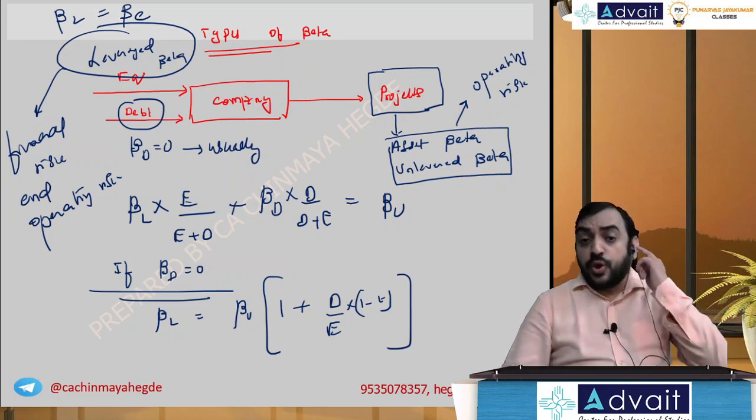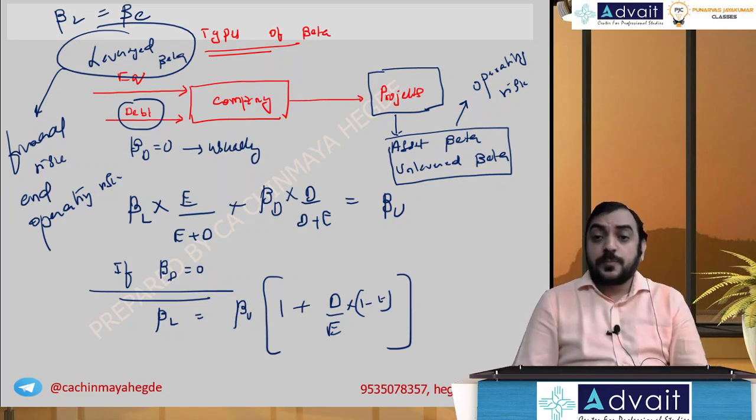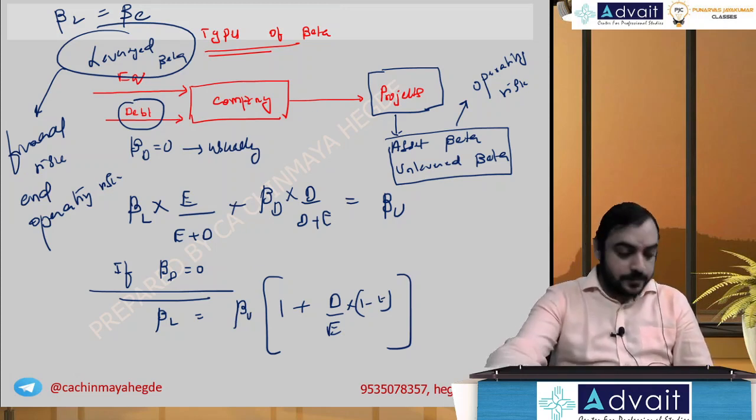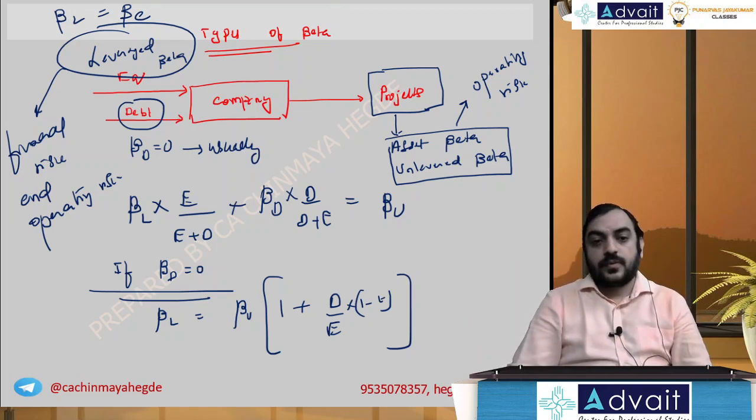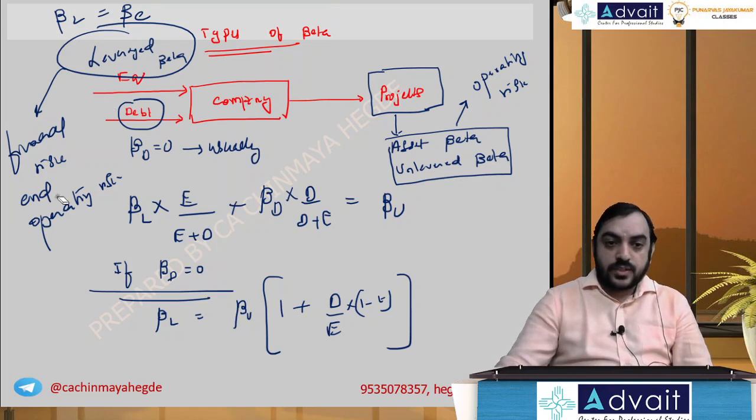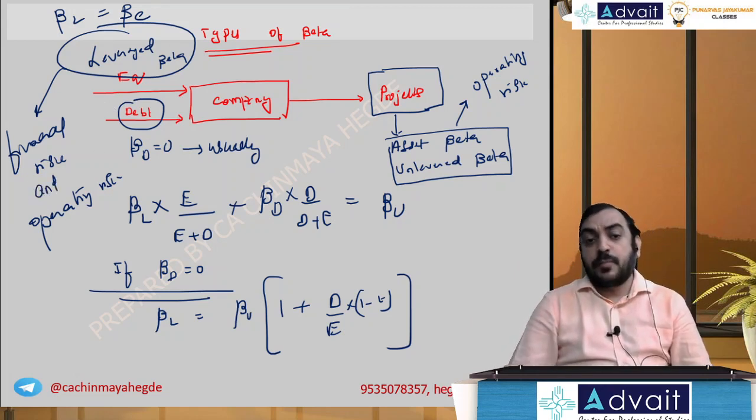Okay. Next, one more very important aspect is there, that is proxy beta. I will go to this, but make sure you write down these things, and if you have any doubts, please get it clarified. So this is financial risk and operating risk, combined risk.